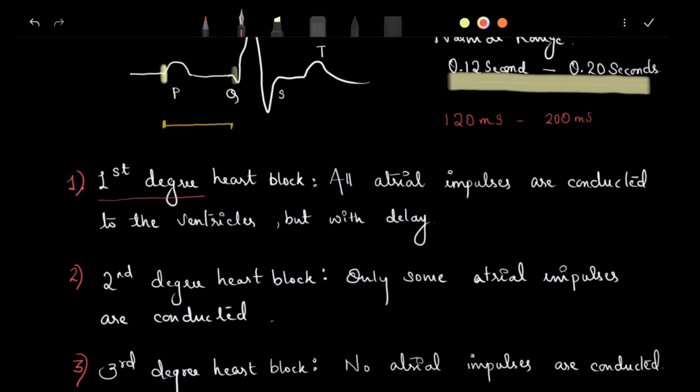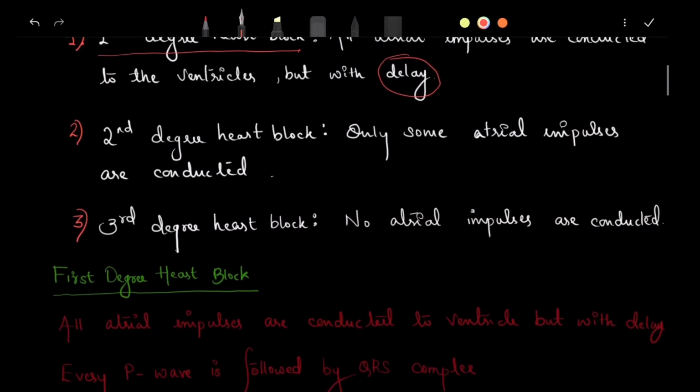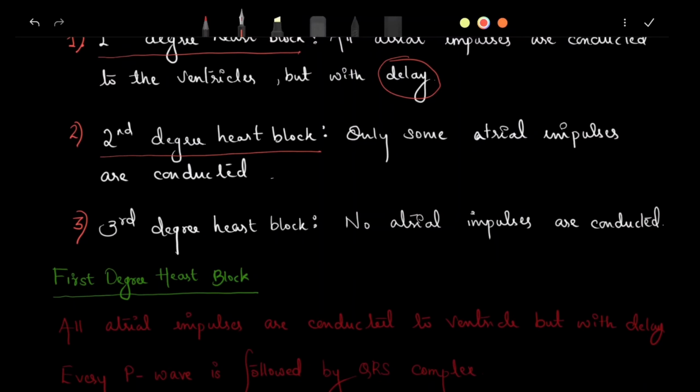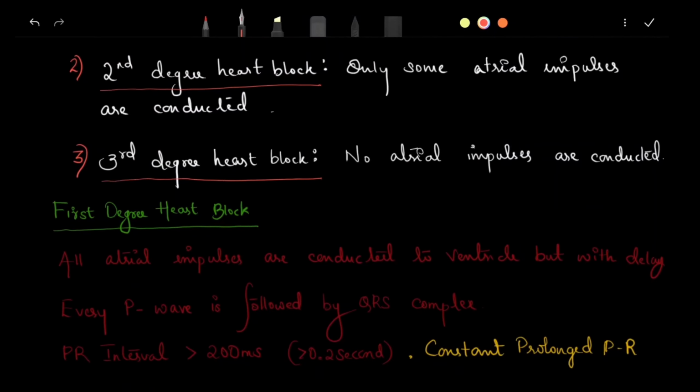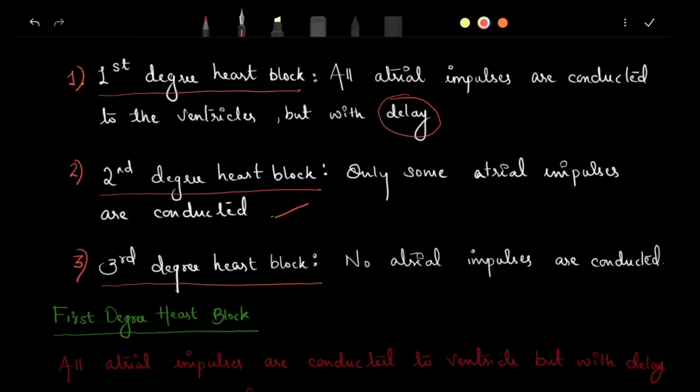In first degree heart block, all the atrial impulses are conducted to the ventricle but with a delay. In second degree heart block, only some atrial impulses are conducted. In third degree heart block, no atrial impulses are conducted, and the atria and ventricles beat at different rates. In second degree heart block we have two types, Mobitz type 1 and Mobitz type 2.